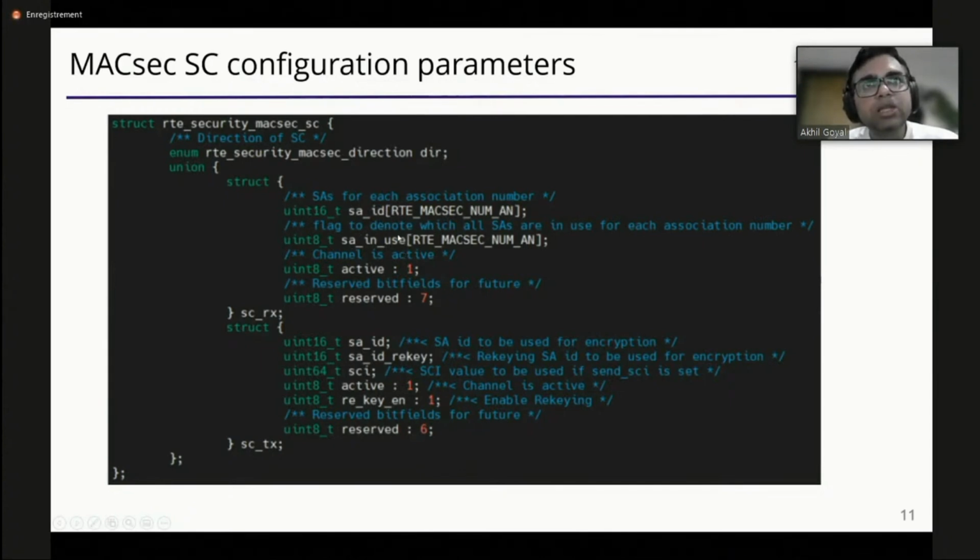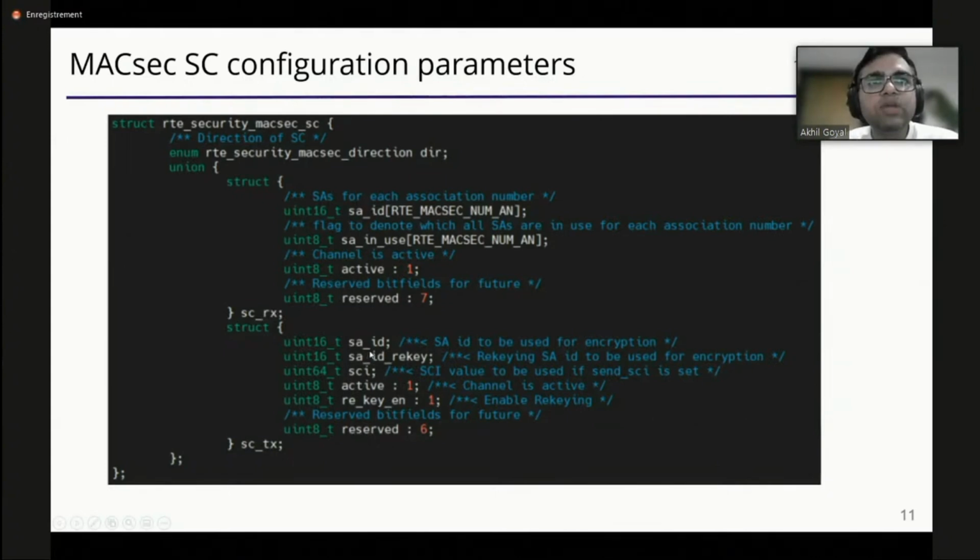Next is the SA in use. It is used to specify which SA is currently in use, and we can specify that only one SA is currently used, or all 4 SAs can be used. This 1-bit identifier says whether this SC is active or not.